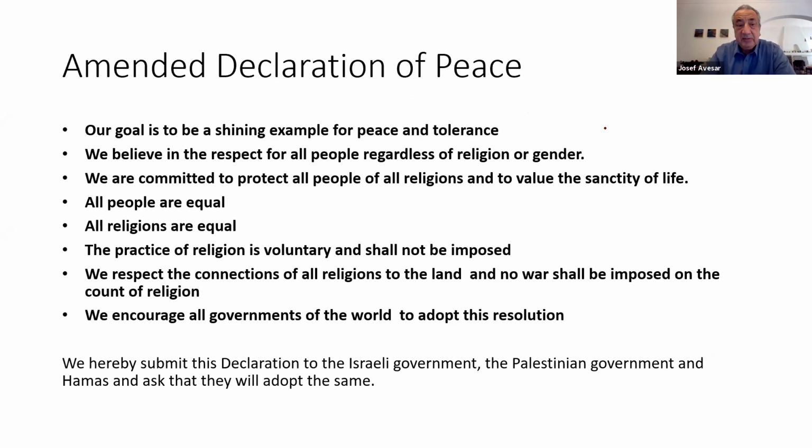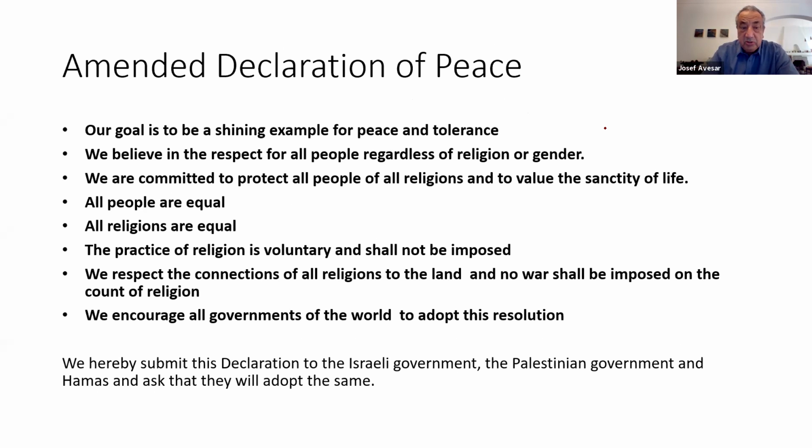Declaration of Peace. Our goal is to be a shining example for peace and tolerance. We believe in the respect for all people, regardless of religion or gender. We are committed to protect all people of all religions and to value the sanctity of life.